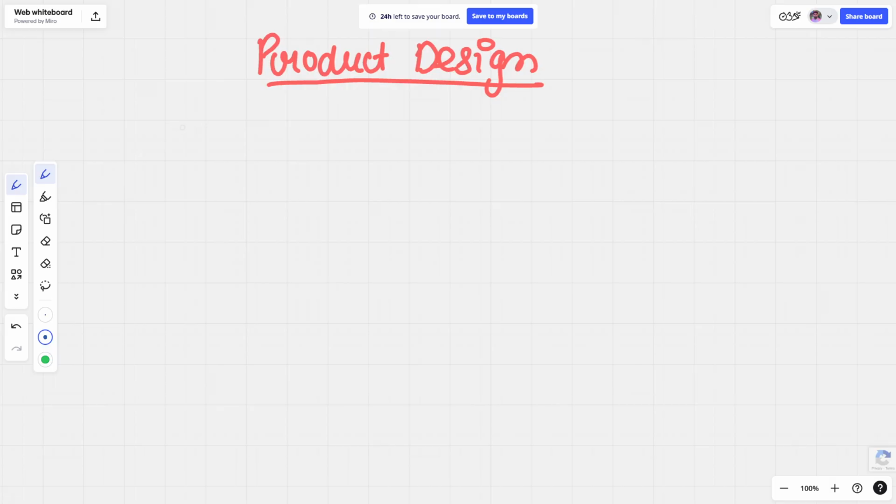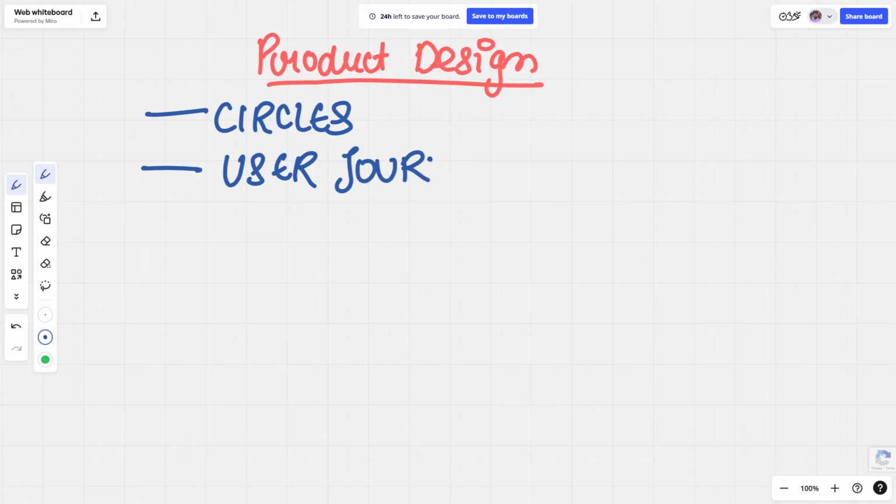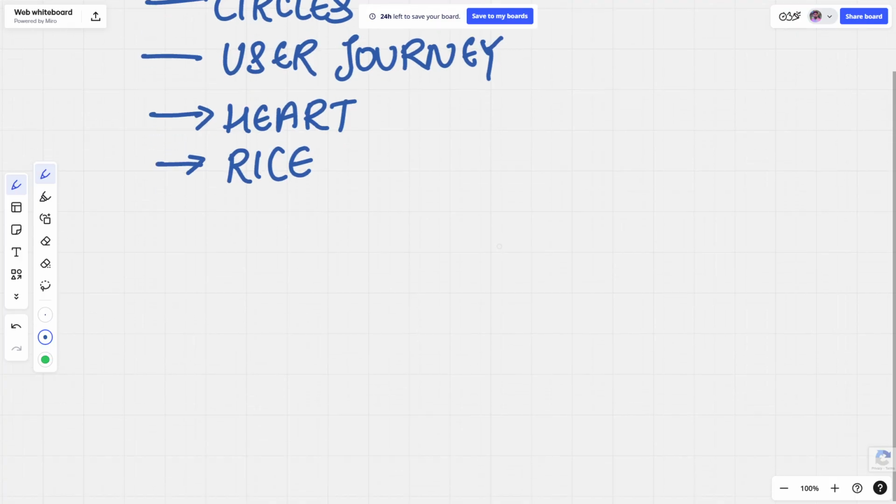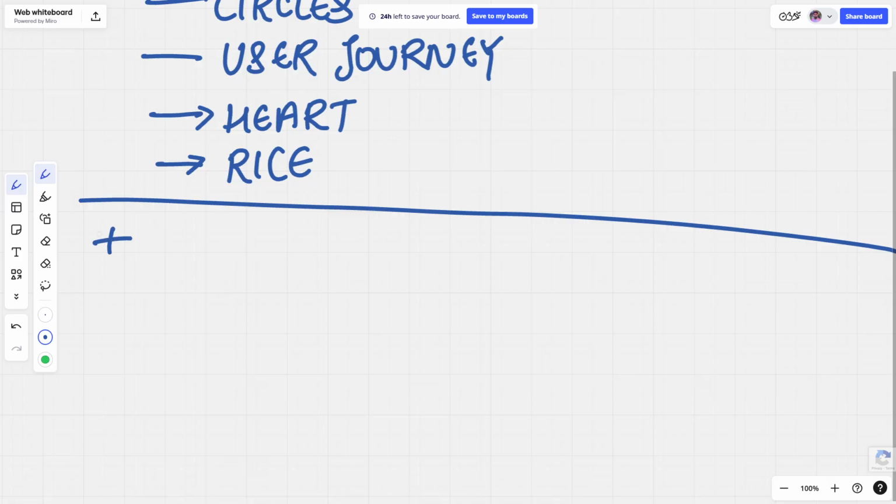So for solving product design questions, basically we have four types of frameworks. Number one is the CIRCLES framework. Second one is user journey, which is common in all of them. Third one is the RICE framework, and fourth one is the Earth framework. So in this video, we will be continuing with the CIRCLES framework.